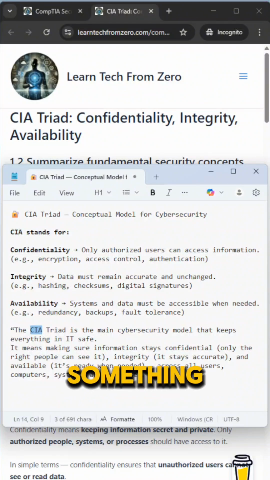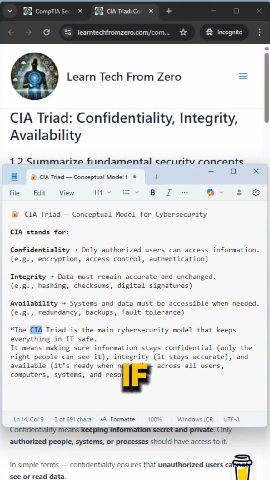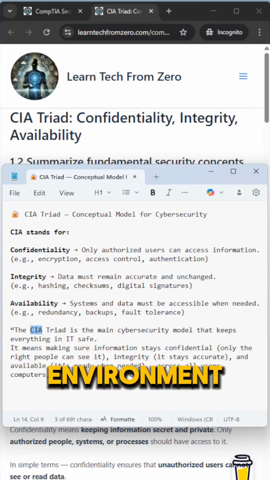A model is something that we have in mind, or that we implement in a working environment. So it's nothing physical, it's just a conceptual idea. If you're following the CIA model, you know that the IT enterprise has a safe and secure environment.